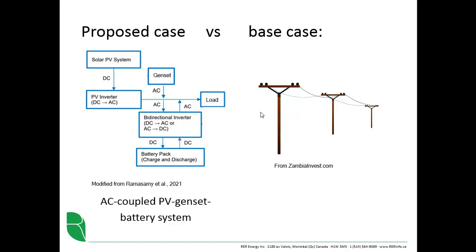So the left is called an AC coupled PV genset battery system. The PV genset battery is clear. That's coming from the photovoltaics here, the battery here, and the genset here. The AC coupling refers to this bus being AC here. That is the solar system. All the DC output is converted to AC, and then the common point of interconnection is an AC connection between the load, the genset, and the battery.